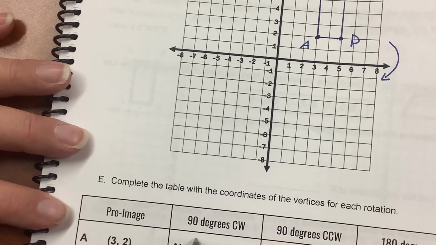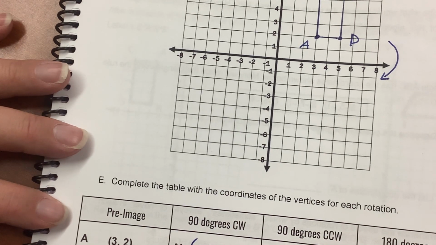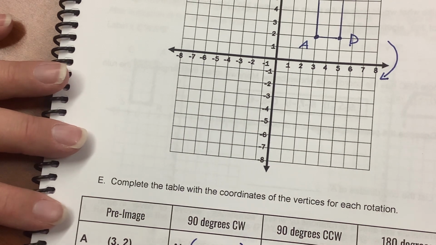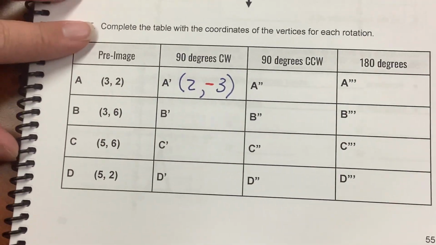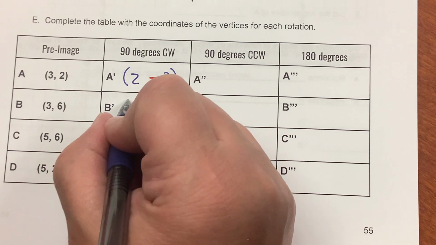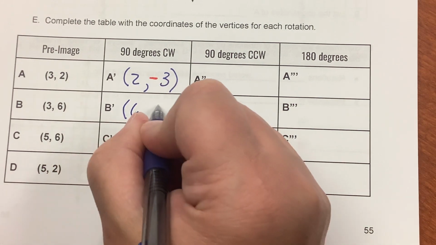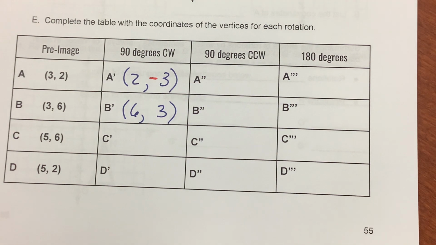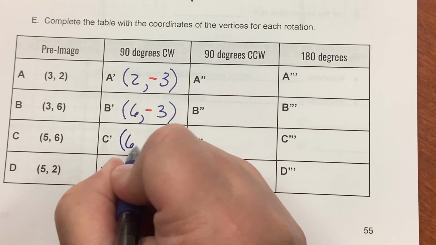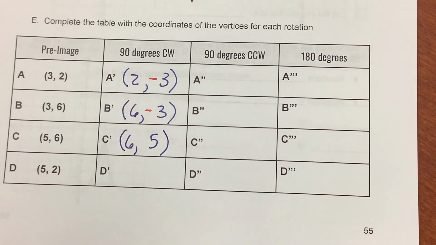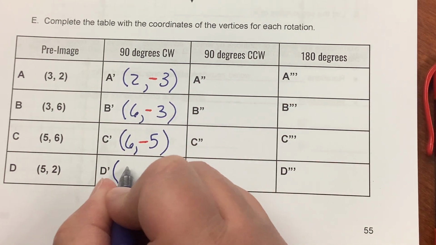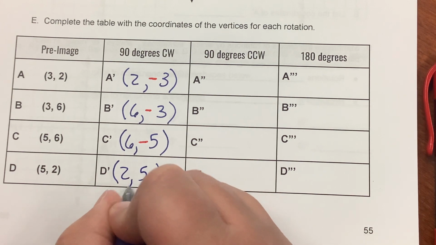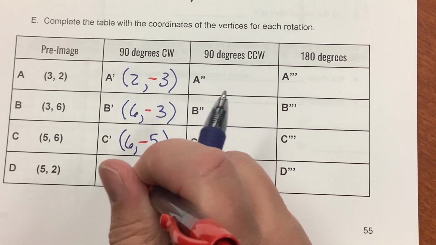I'm going to switch my coordinates to get 2, 3, and I'm going to negate, change the sign. Oh, sorry, you can't see that. Negate the second one. So let's do this one. I'm going to get 6, 3, but I still have to negate the second one. And 6, 5, negate the second one. And this one is going to be 2, 5, and I'm going to negate the second one.